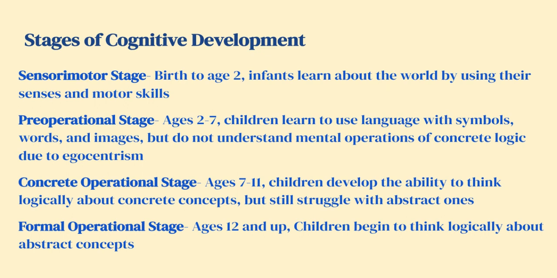The concrete operational stage is from ages 7 to 11. It's when children develop the ability to think logically about concrete concepts, but still struggle with abstract ones. And then the formal operational stage is ages 12 and up. It's when children begin to think logically about abstract concepts.